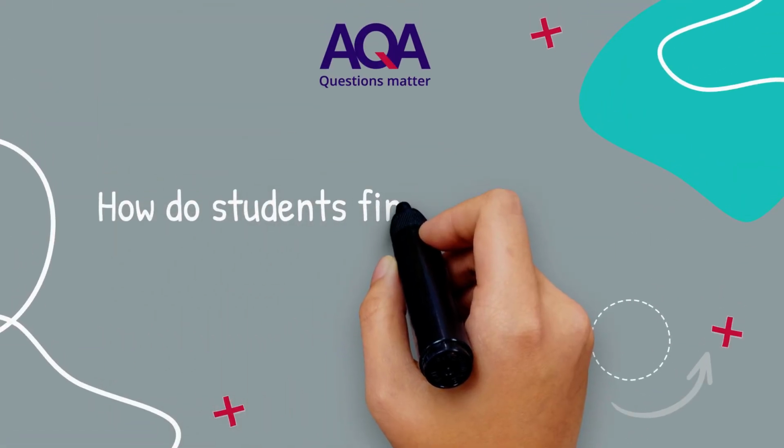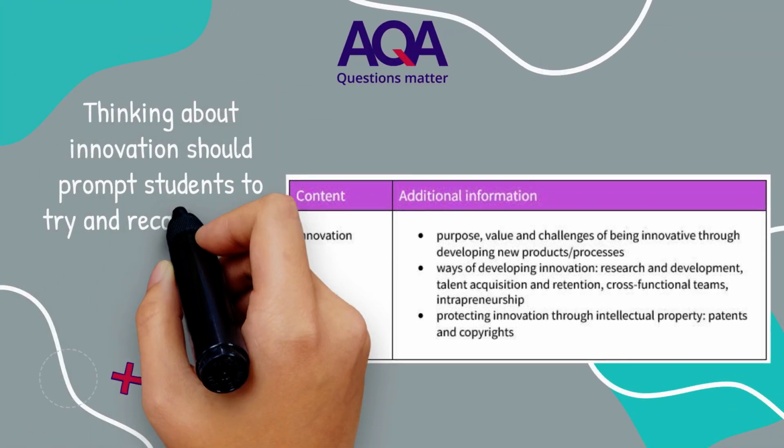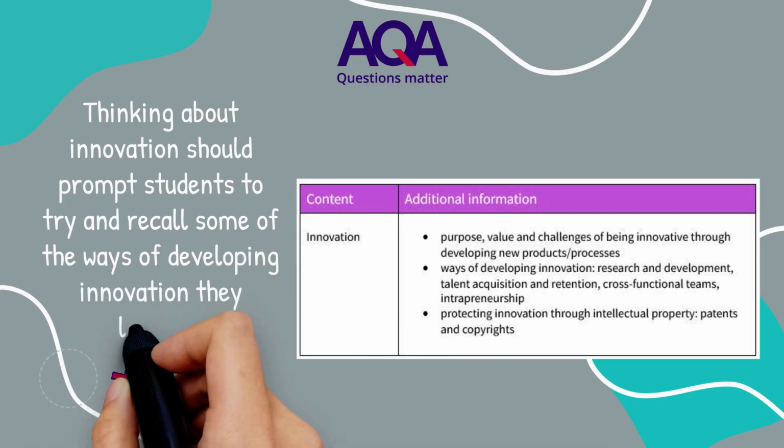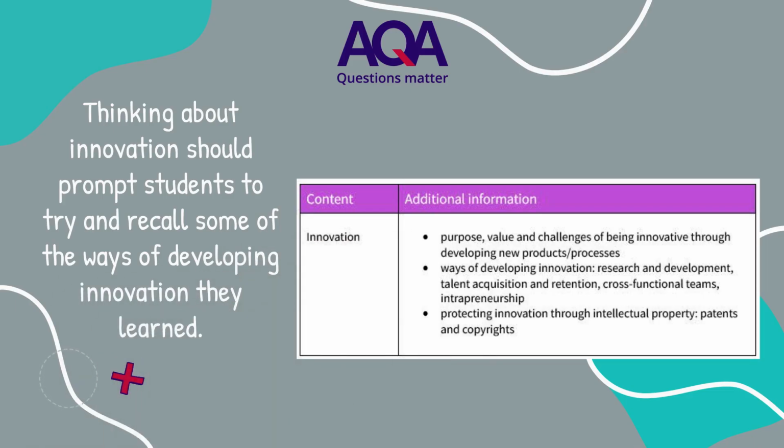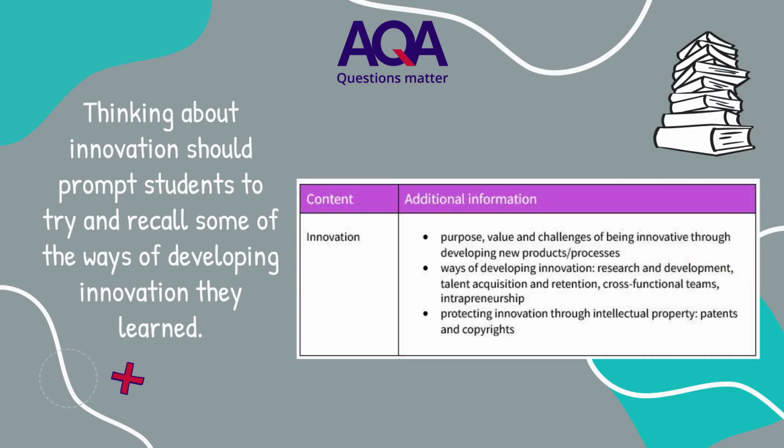So how do students find a start point? Thinking about innovation should prompt students to try and recall some of the ways of developing innovation they learned. Even if there is a question without an explicit start point, subject knowledge can provide the springboard needed to work out the start point that will guide the route their answer needs to take.